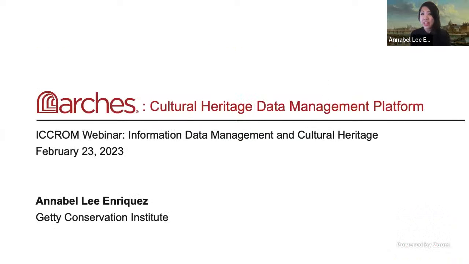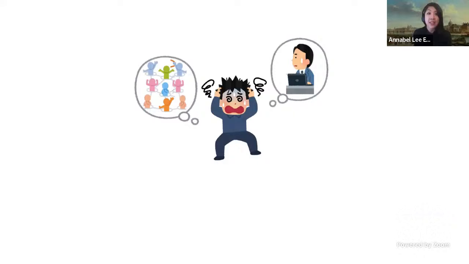All right, so the Arches Cultural Heritage Data Management Platform is the result of a project that began more than 10 years ago by the Getty Conservation Institute and World Monuments Fund in order to provide a software solution for built heritage inventories. And it has grown since then to be a fully featured tool for all kinds of cultural heritage data management. And the impetus for Arches was to prevent the frustrating scenario that Hirofumi described in his introduction.